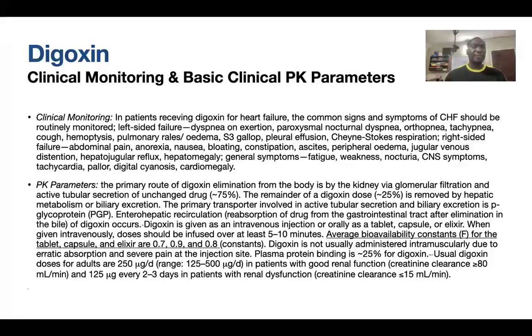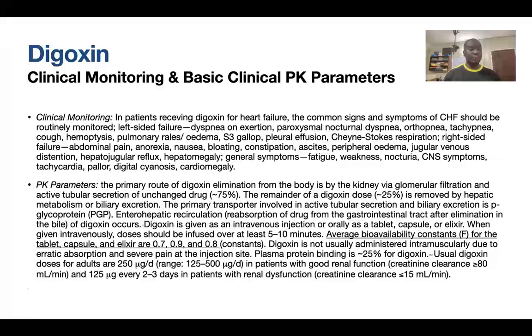And if it's right-sided failure, of course, abdominal pain, you look out for anorexia, nausea, bloating, constipation, ascites, peripheral edema, jugular venous distension. You want to look out for hepatojugular reflux.